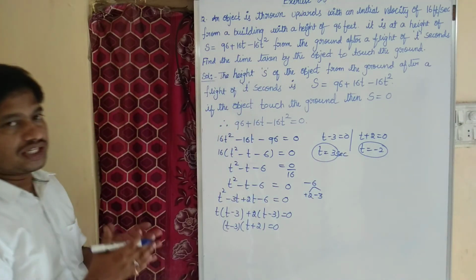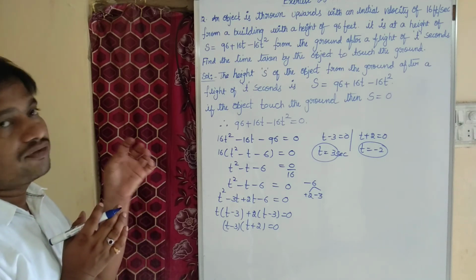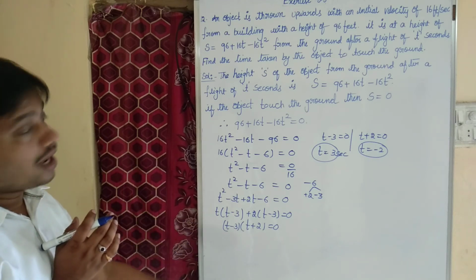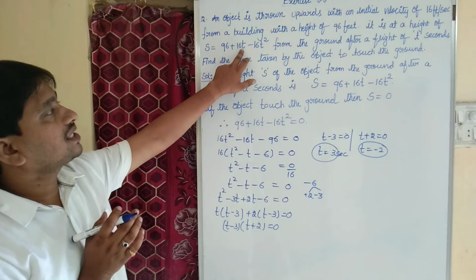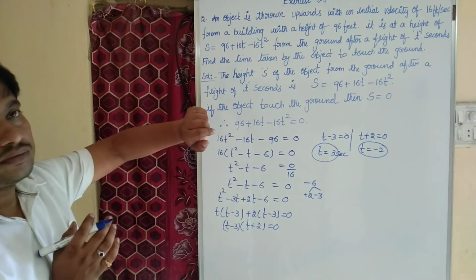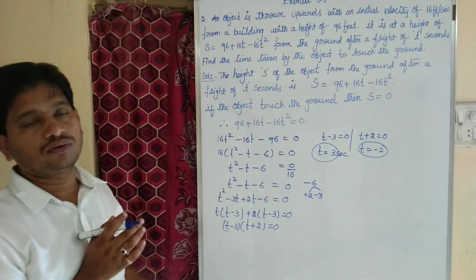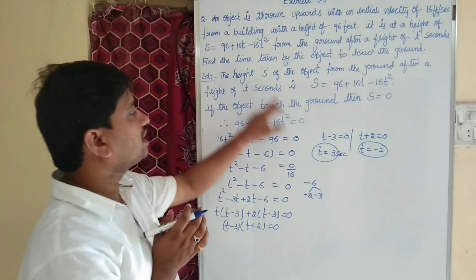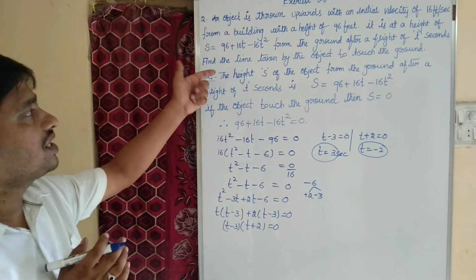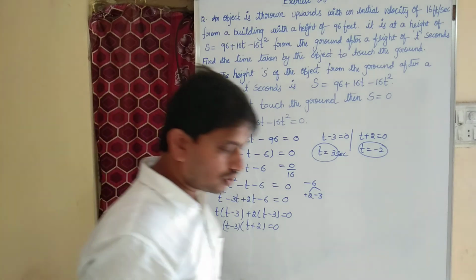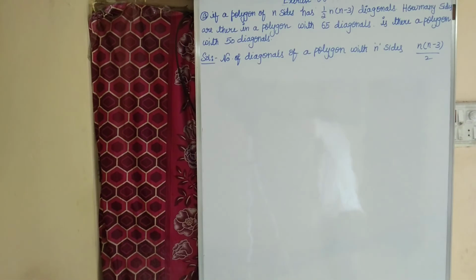Okay, the question is a little bit confusing, but we need to understand the question. The height of the object from the ground after a flight of t seconds is given already, which is 96 plus 16t minus 16t square. What is the time taken by the object to touch the ground? When it is touching the ground, its height becomes 0. So hence the quadratic equation is 96 plus 16t minus 16t square equal to 0. After that we did factorization. We got the value of time as 3 seconds.